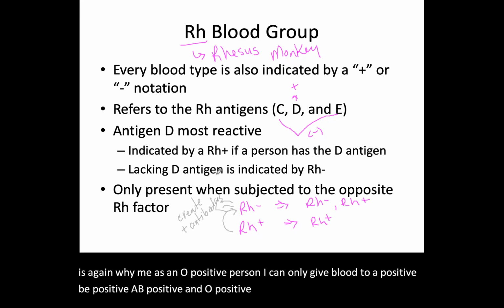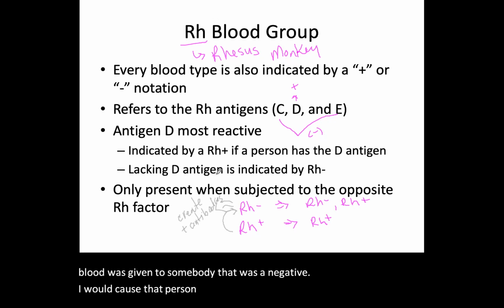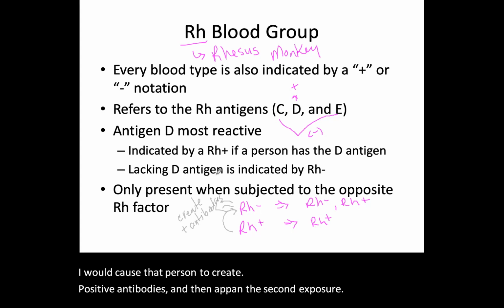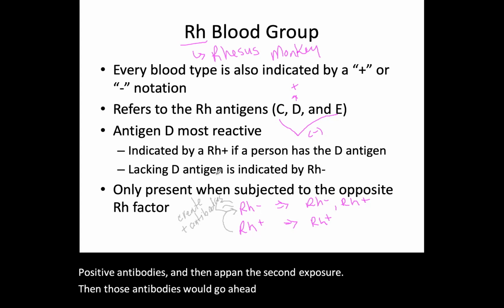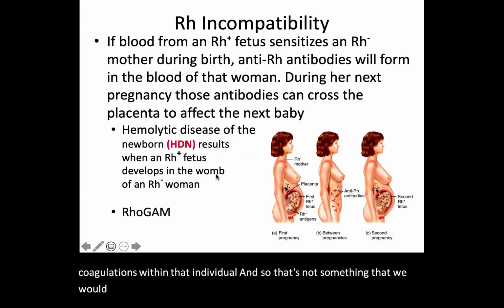Because if my blood was given to somebody that was A negative, I would cause that person to create positive antibodies, right? And then upon the second exposure, those antibodies would go ahead and attack that blood and cause coagulation within that individual. And so that's not something that we would want. This is particularly of interest when we deal with pregnancies.